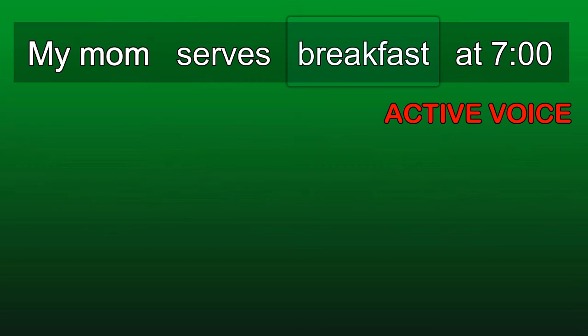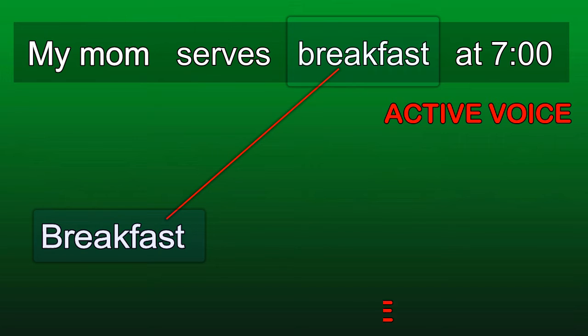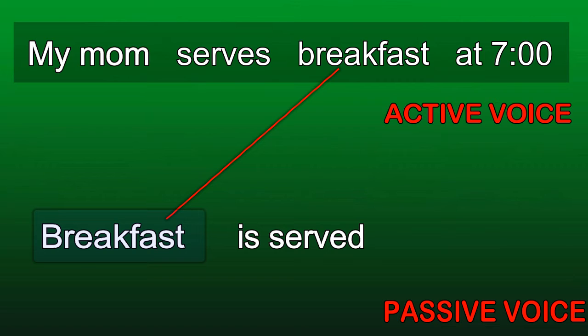We have the object earlier, and now it becomes the subject that we are talking about, the breakfast, which is served at 7 o'clock. If you want to complete the sentence by putting in the doer of the action, you can use the by phrase. Breakfast is served at 7 o'clock by my mom.